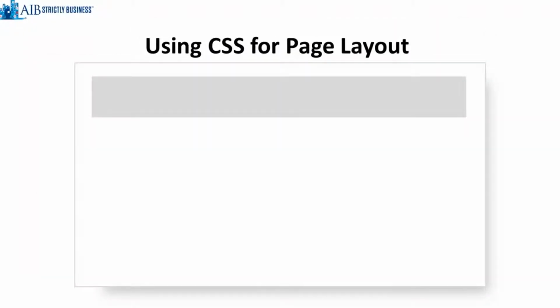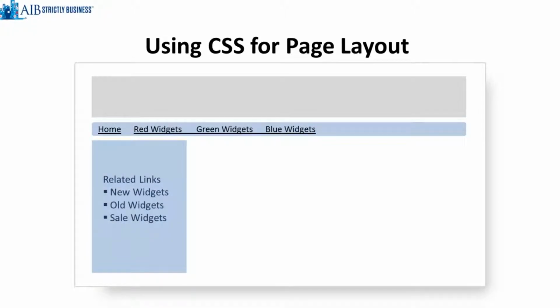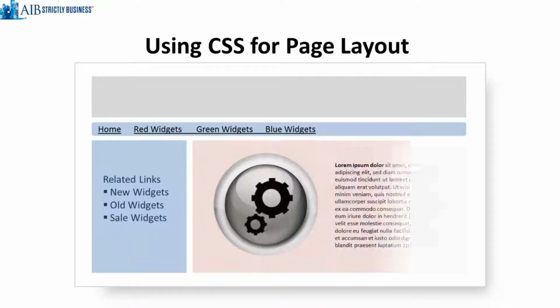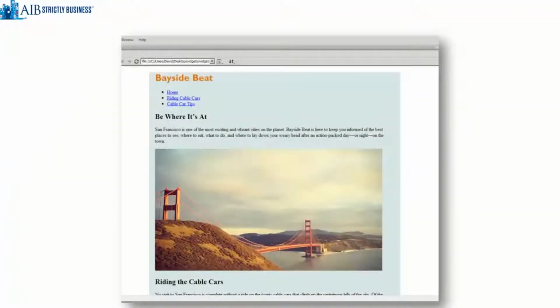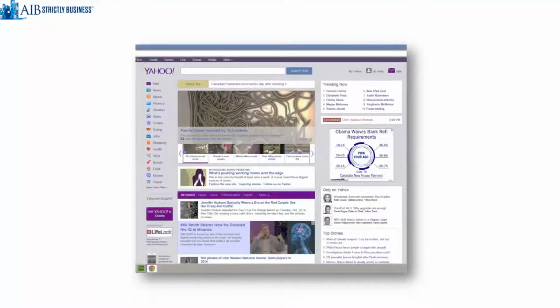Styles can also be used to arrange the content of your page. For example, your style sheet can instruct a browser where to place a navigation bar, or where to place a special section with related links, or even where to place the main content of your page. In this week's Dreamweaver assignment, I'm going to ask you to change the location of the navigation area in our Bayside Beat web page. By defining certain properties in the style sheet, we can tell a browser to locate these links anywhere on the page.